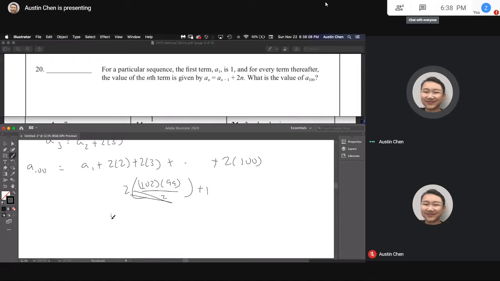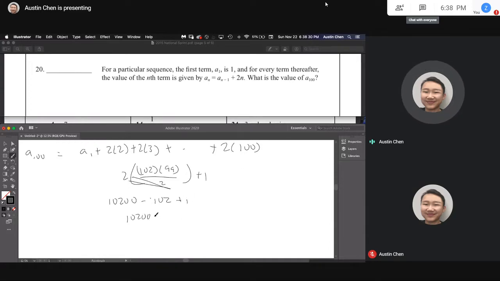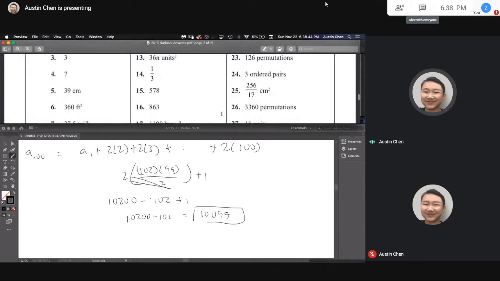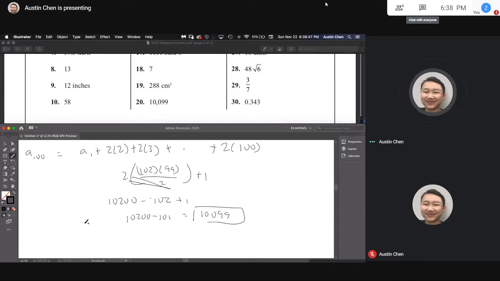which will just be 10200 minus, wait. It would just be 1020 minus 102 plus 1. So then it's just 1020 minus 101. So then it's just 10099. And we're on number 20. Yeah, that's our answer.